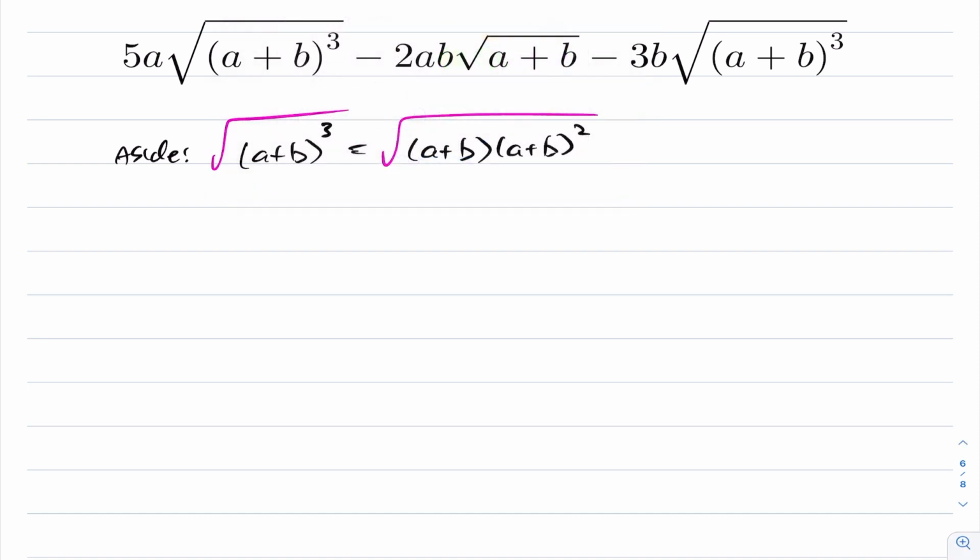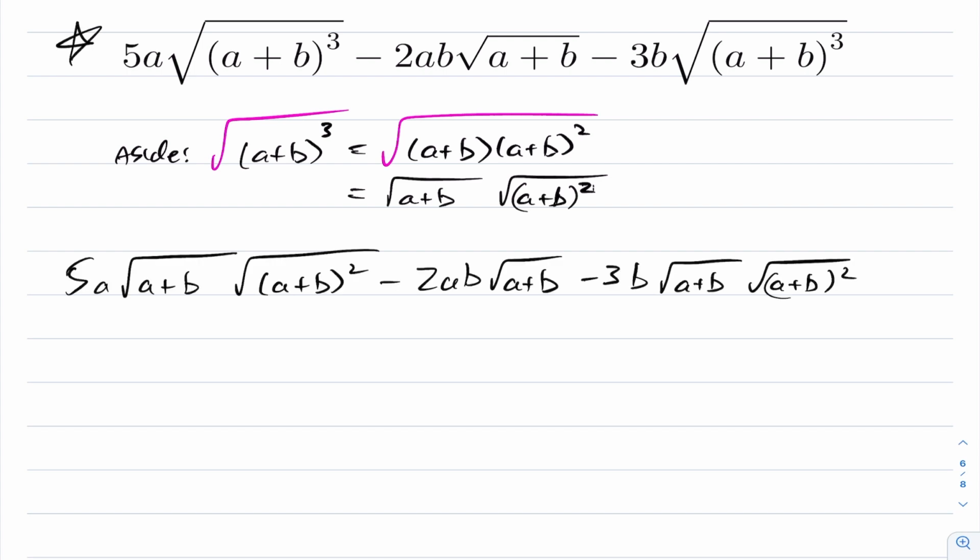But you can break up your square roots. So this can be broken up into the square root of a plus b times the square root of a plus b, the entire expression squared. So let's go ahead and do that and substitute that into our original equation here, giving us the following. So you'll notice here I went ahead and did that, and now we have a common factor of the square root of a plus b present in all three terms.